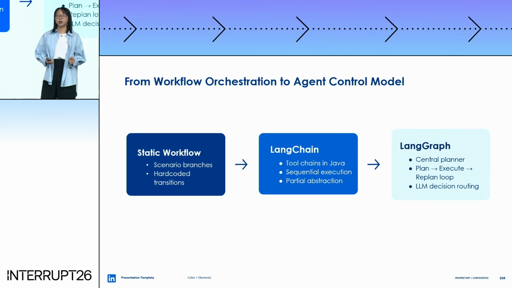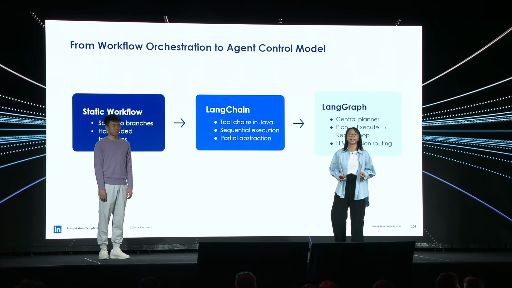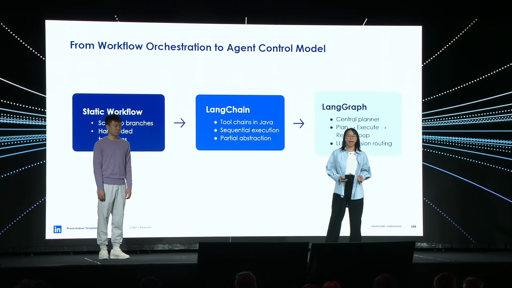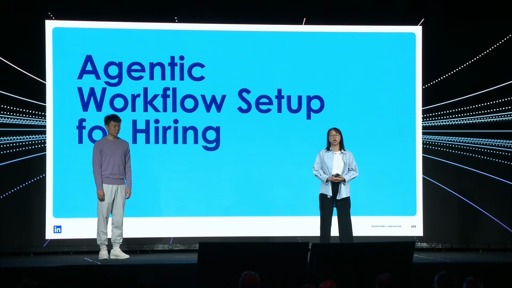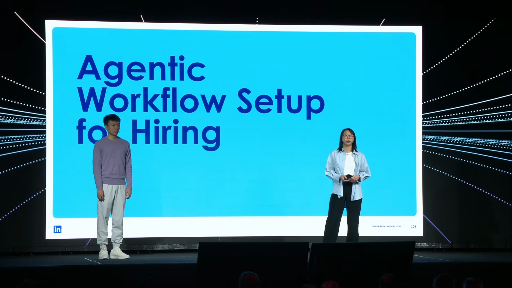Our final breakthrough came with adopting LangGraph. This is the true agent control model, where we have a central planner that drives a plan-execute-replan loop. The key difference here is we use LLM for decision-making, which makes our system significantly more robust and adaptive. We just talked about how we shift to the agent control model using LangGraph. Let's dive into some practical implementation.